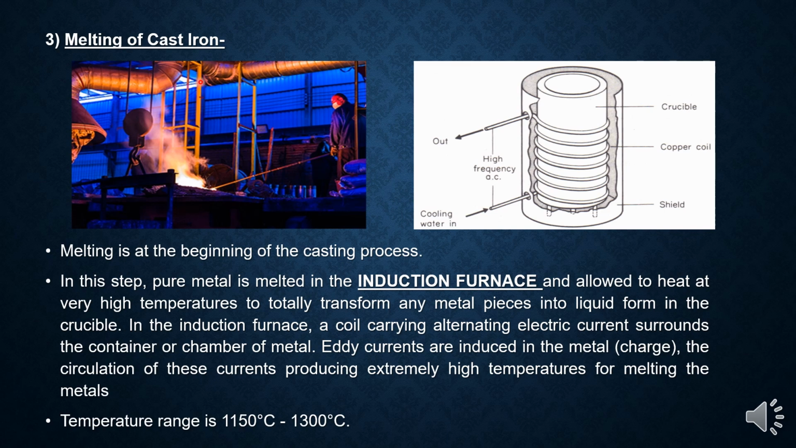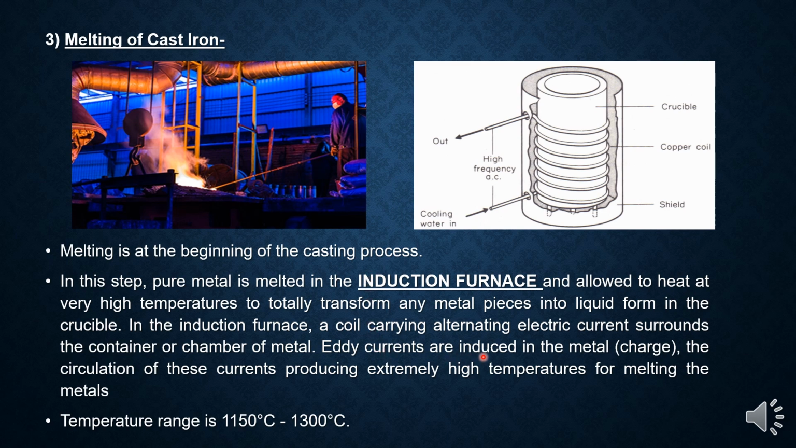So next step is the melting of cast iron. Melting is the beginning of the casting process. In this step, pure metal is melted in the induction furnace and allowed to heat at very high temperature to totally transform any metal pieces into liquid form in the crucible. In the induction furnace, a coil carrying AC current, you can see here is the induction furnace, and this is the coil. This coil carries AC current and it is wound around a chamber.